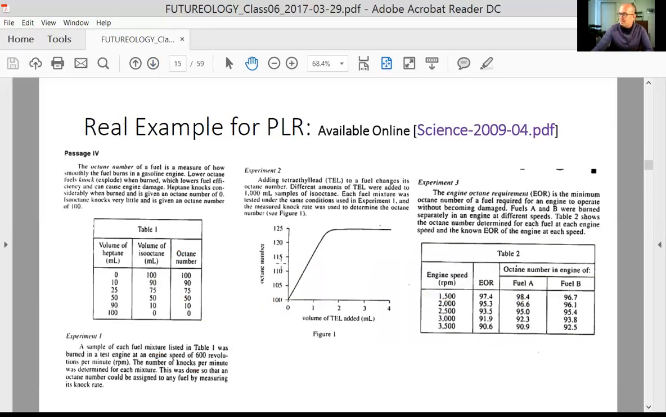Here's a real example for the PLR. If you'd like, you can take a look at the Science 2009-04 PDF. This is passage 4, so I've just taken all of the information from the passage and I've posted it on the slide so everybody can see it. There's quite a bit of information. What you don't want to do is read all this information. That would take quite a long time, and you would get a lot of extra information in your mind that really wouldn't be that helpful.